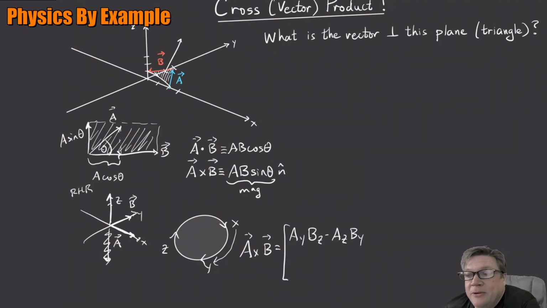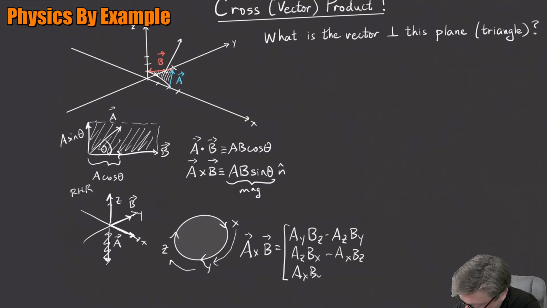If I want the y component of the cross product, I start out with y, and I just go around the cycle. So it's a_z, b_x, and then I subtract off the reverse. Oops. a_x, b_z. And then if I want the z component, it's a_x, b_y minus a_y, b_x. Cool.